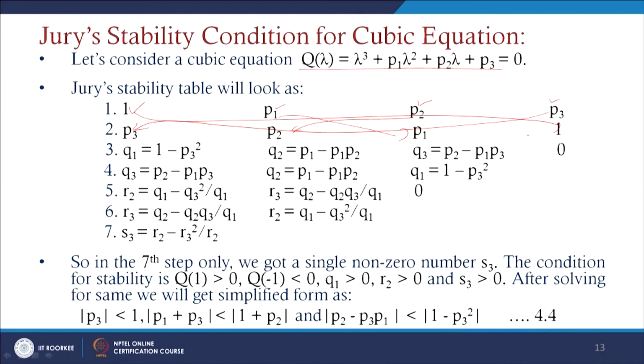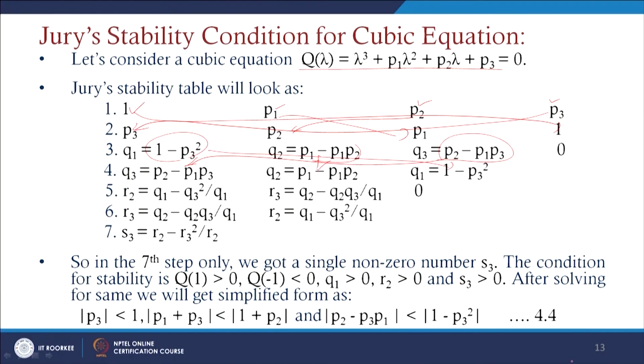Then we will take the difference by multiplying, suppose P3 minus 1 by P3. Then you can find that 1 minus P3 into P3. So, it will be 1 minus P3 square. Similarly, P1 minus P1 P2. So, this one can be written as P2 minus P1 P3. So, in the reverse form, this goes here, this goes here, then this goes here.